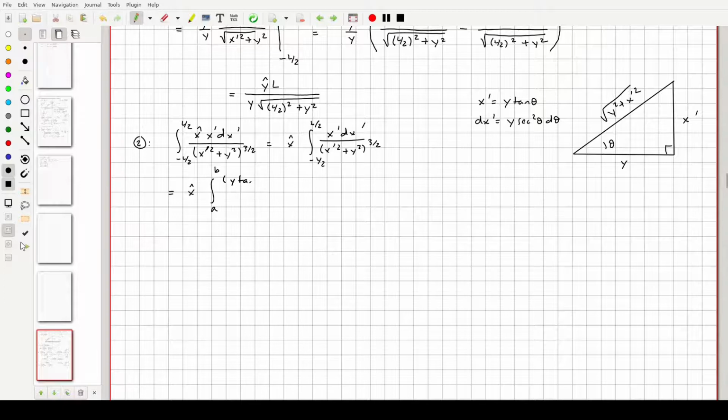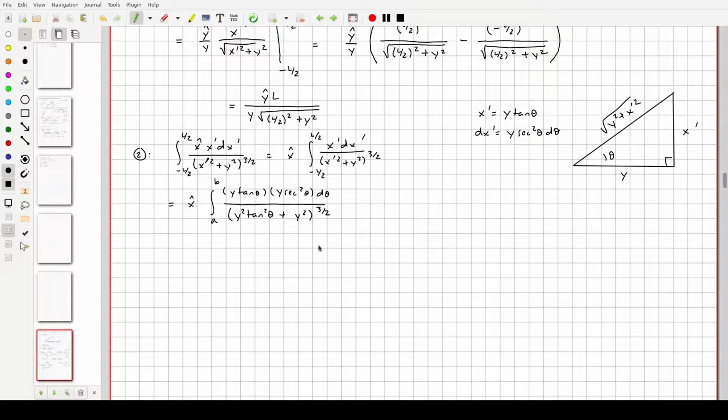This is y tangent of theta. dx prime is y secant squared of theta d theta. Here in the denominator, you have x prime, which is y squared tangent squared of theta plus y squared, raised to the 3/2. And the same as before, you've got 2 y's here, you've got 3 y's in the bottom. That gives you a y in the bottom.